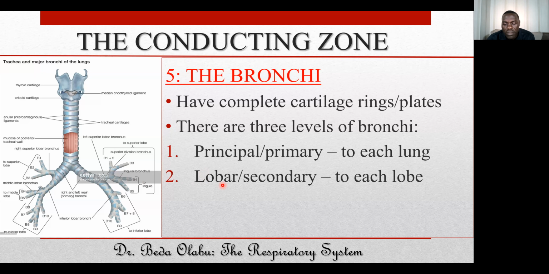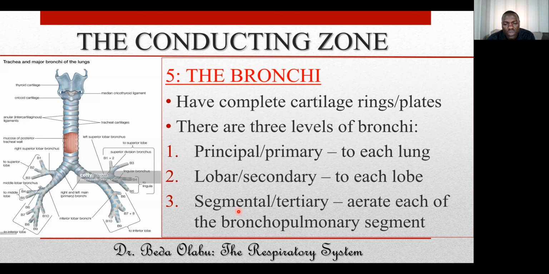The lobar bronchi divide into segmental bronchi. Segmental bronchi are also known as tertiary bronchi. The air within the tertiary bronchus goes to what we call the bronchopulmonary segment of a lung. The bronchopulmonary segment of a lung represents a lung segment that is aerated by a single tertiary bronchus.